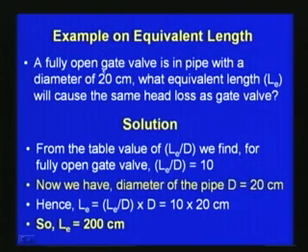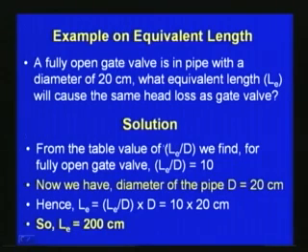Say a fully open gate valve is in a pipe with a diameter of 20 centimeter. What equivalent length LE will cause the same head loss as the gate valve? So the question here is, we have a fully open gate valve in a pipe with a diameter of 20 centimeters, and we want to find out the equivalent length with respect to this gate valve, so that we get the same head loss as the gate valve.